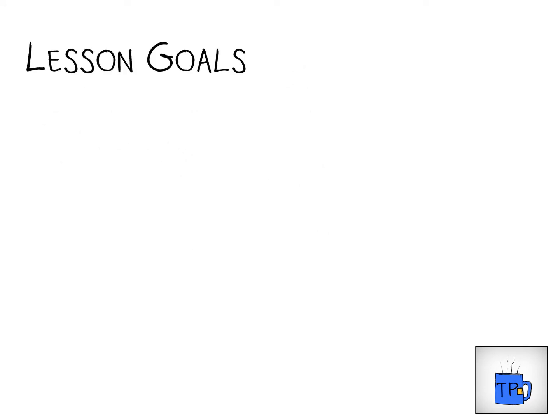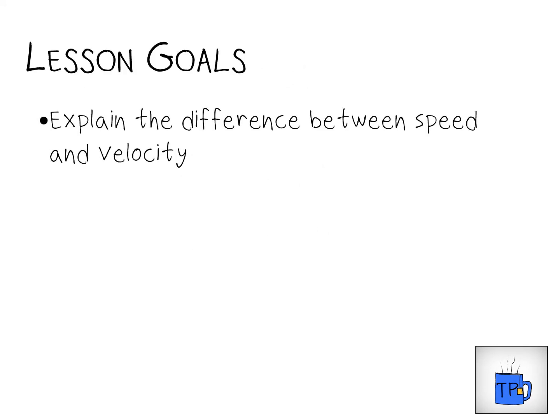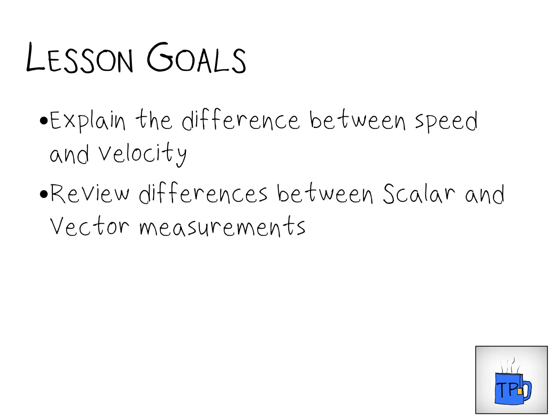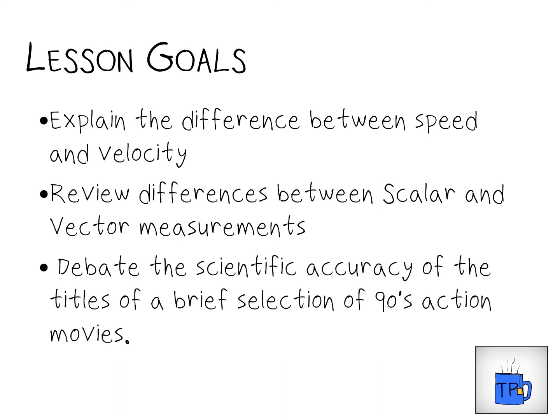The goals of this lesson include explaining the difference between speed and velocity, reviewing the differences between scalar and vector measurements in the meantime, and also we'll spend a short amount of time debating the scientific accuracy of titles of a very brief selection of 90s action movies.